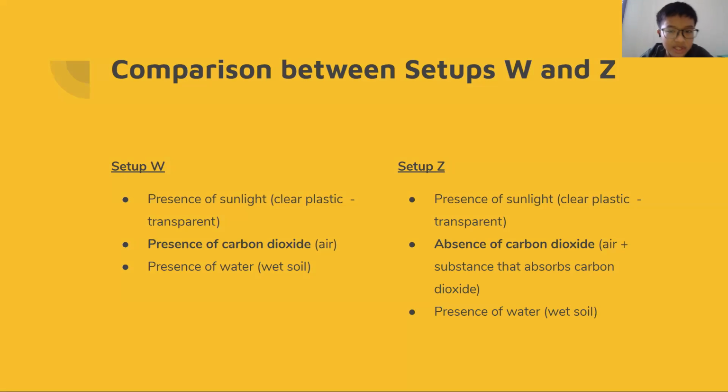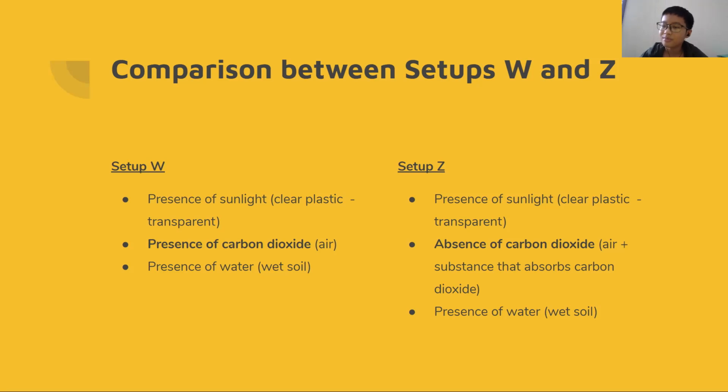Alright, so our last comparison for the day. Today we're going to compare between setups W and Z. Setup W is the exact same thing, so we just move on to setup Z. In setup Z, there's a presence of sunlight in the clear plastic container, which is transparent, as I said before. However, there's an absence of carbon dioxide despite having air in it, and air has carbon dioxide.